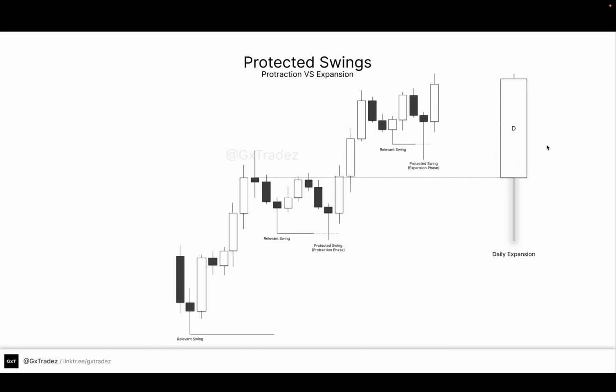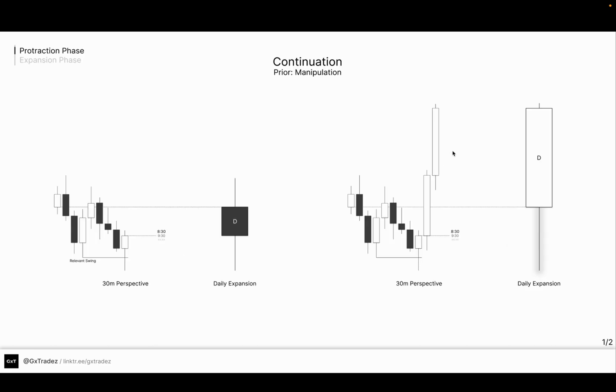Now within continuation, right? Within expansion at least, we want to be trading near these close proximity key levels or protected swings, right? So within expansion, you can also form protected swings to trade away from, and this is always ideal, right? It's when you have a protected swing within daily expansion. So now let's talk about protraction phase versus expansion phase, right? So this is manipulation. This is the most ideal scenario when pairing a driver with continuation, right?